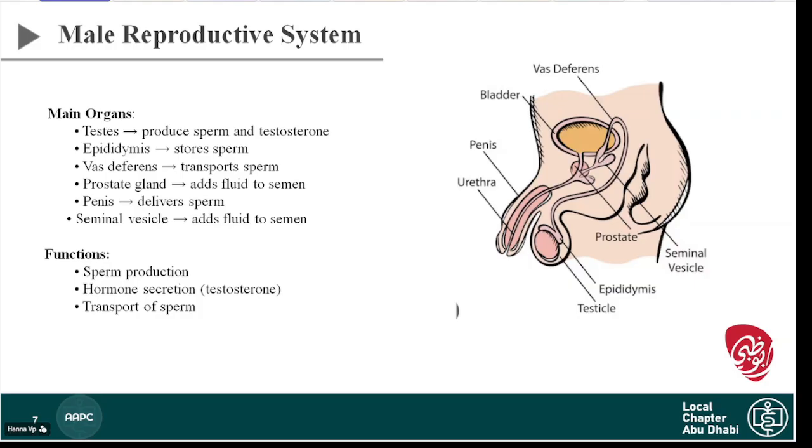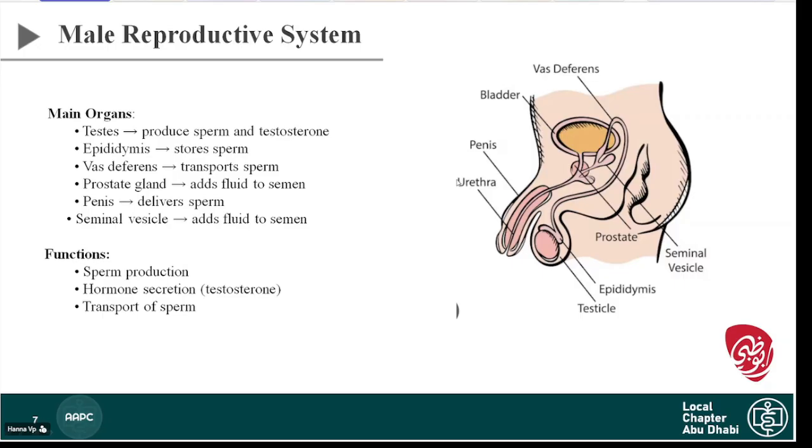And you can see the prostate gland and seminal vesicles. These are the accessory glands which mainly help to add fluid to the sperm, and it finally transforms into semen. After the production of semen, the penis helps to deliver the sperm to the vaginal part of the female. So these are the main areas of the male reproductive system.